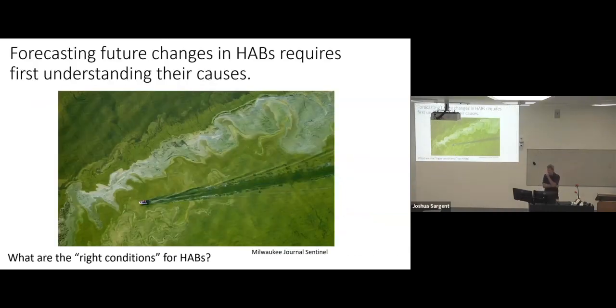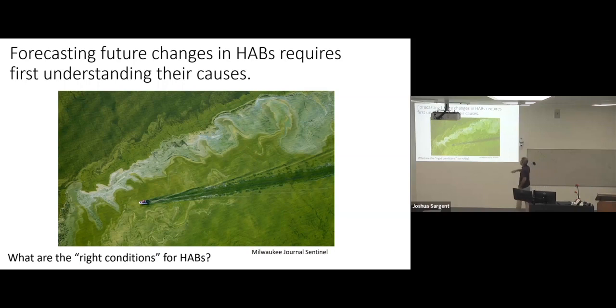Okay, so the dissolved oxygen data set gave us an in to try to start to understand more about cyanobacterial blooms. More generally, one of our research goals is to forecast future changes in harmful algal blooms. But to do that, first, we really got to understand their causes. And so we've been examining for the past couple of years, what are the right conditions for harmful algal blooms?